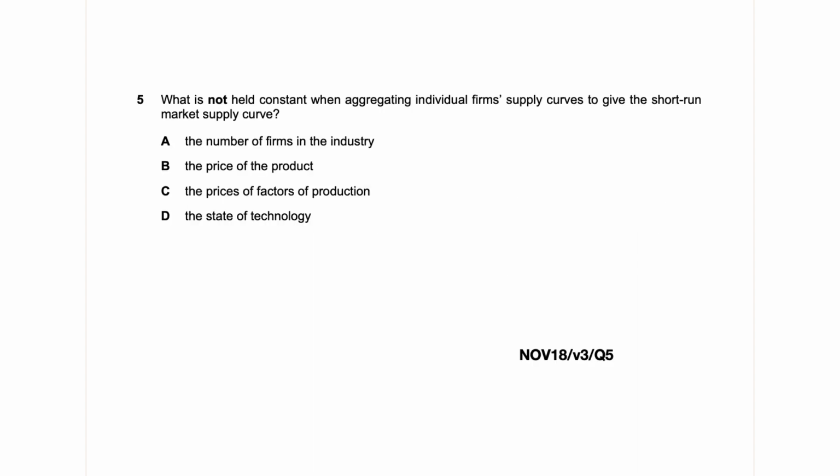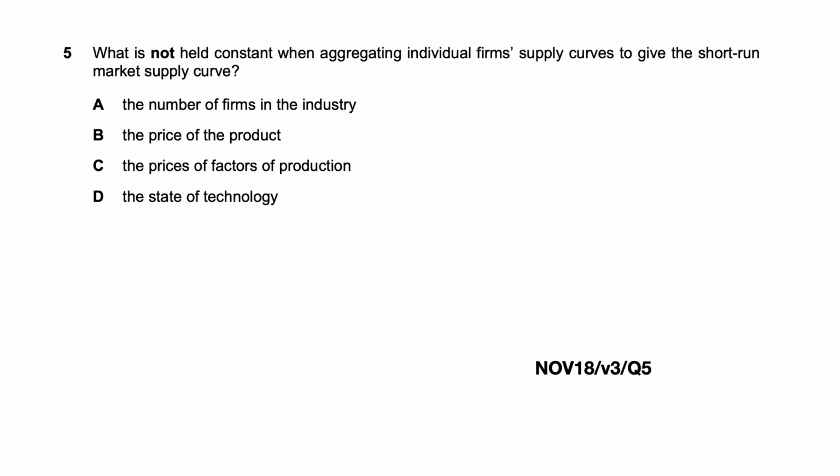In this question, they ask what is not held constant when aggregating individual supply curves to give the short-run market supply curve. The market supply curve is the horizontal summation of individual firm supply curves. So the right answer in this case will be B, because what we do is change the price of the product and keep on adding the supply of each and every firm to get the market supply curve.